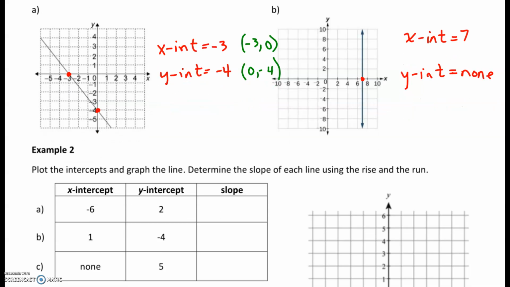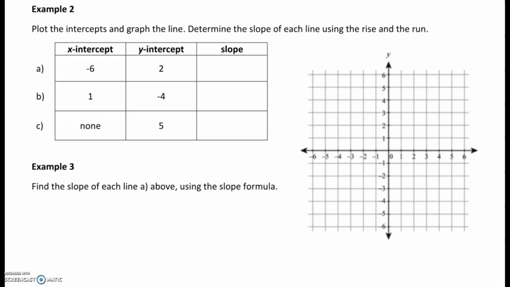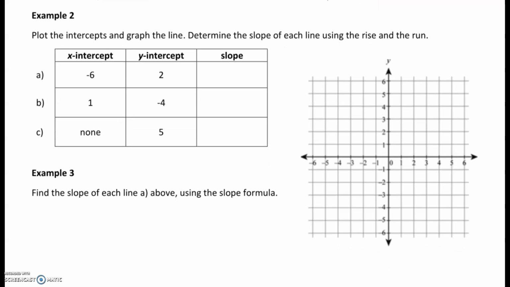Okay, let's take a look at example 2. In example 2, it tells us to plot the intercepts and graph the line. Then we're going to determine the slope using rise and run. Okay, so let's start by plotting. We have an x-intercept of -6. Just notice I don't have a label here, so I'll go ahead and label my x-axis. My y-axis is good. So I have an x-intercept of -6 and a y-intercept of +2.